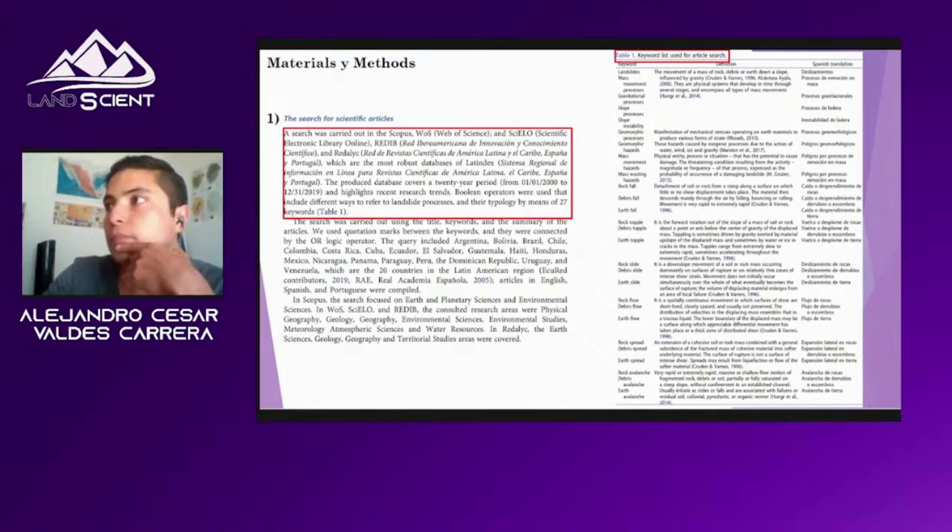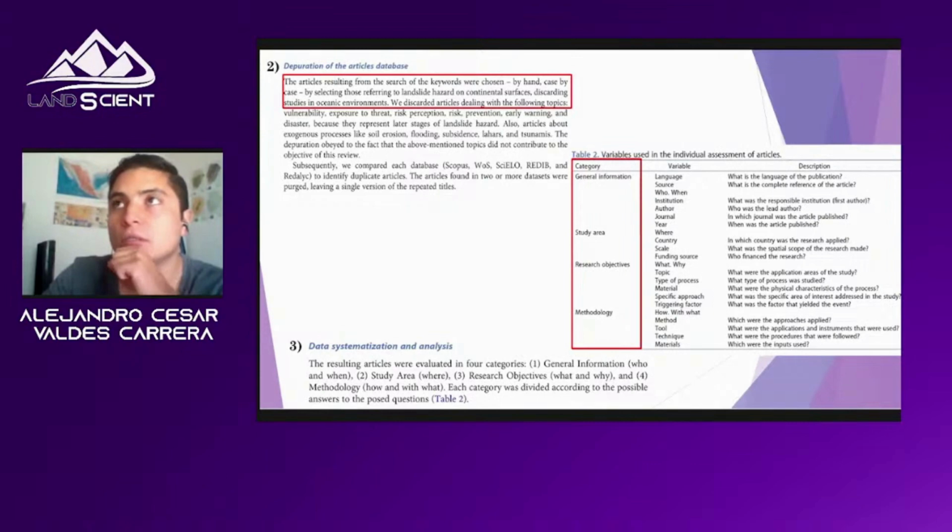types. The second stage was the depuration of the article database, and the third was the data systematization and analysis. The analysis was made considering four categories, and those categories were general information, study area, research objectives, and methodology.